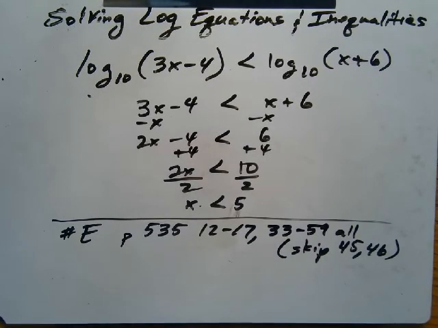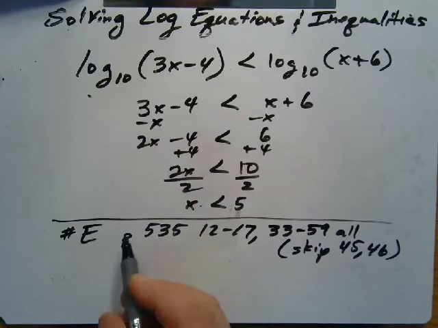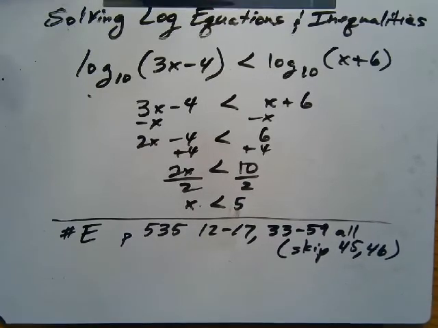All right, so now you have enough information to do the second assignment here. That's assignment E. That's page 535. Problems 12 to 17. I added 17 in there. 33 to 59 all, but skip 45 and 46.